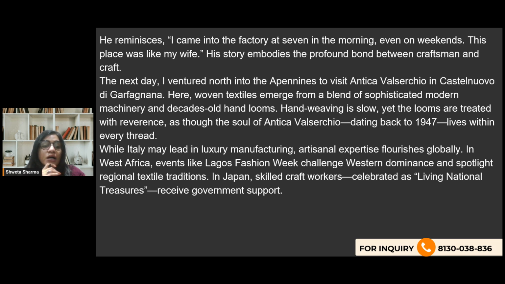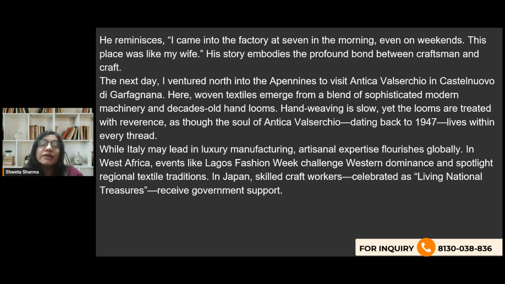I ventured north into Piedmont to visit Antica Valriso in Castelnuovo. Here, woven textiles emerged from a blend of sophisticated modern machinery and decades old hand looms. Hand weaving is slow, yet the looms are treated with reverence, with full respect, as though the soul of Antica, dating back to 1947, lives within every thread.